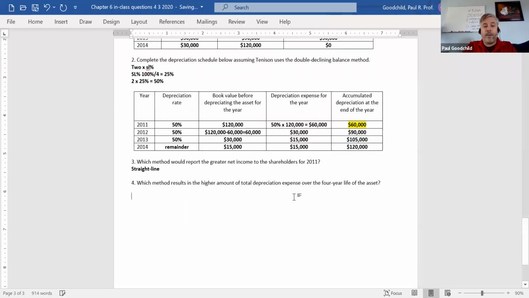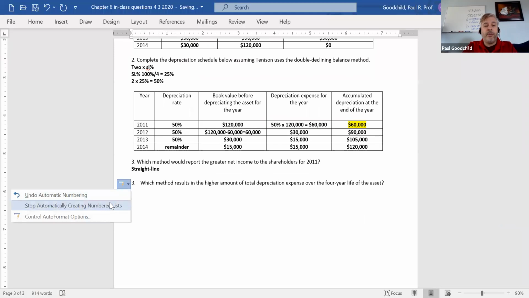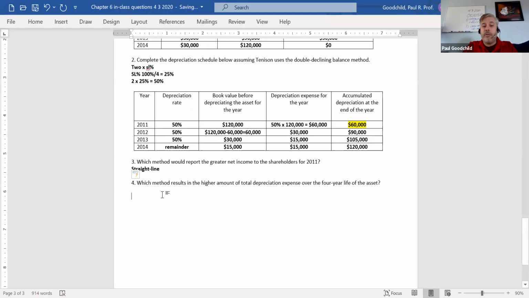All right. And then it says which method would result in the higher amount of total depreciation expense over the 4-year life of it. And the answer is neither. Both result in the same amount of depreciation.